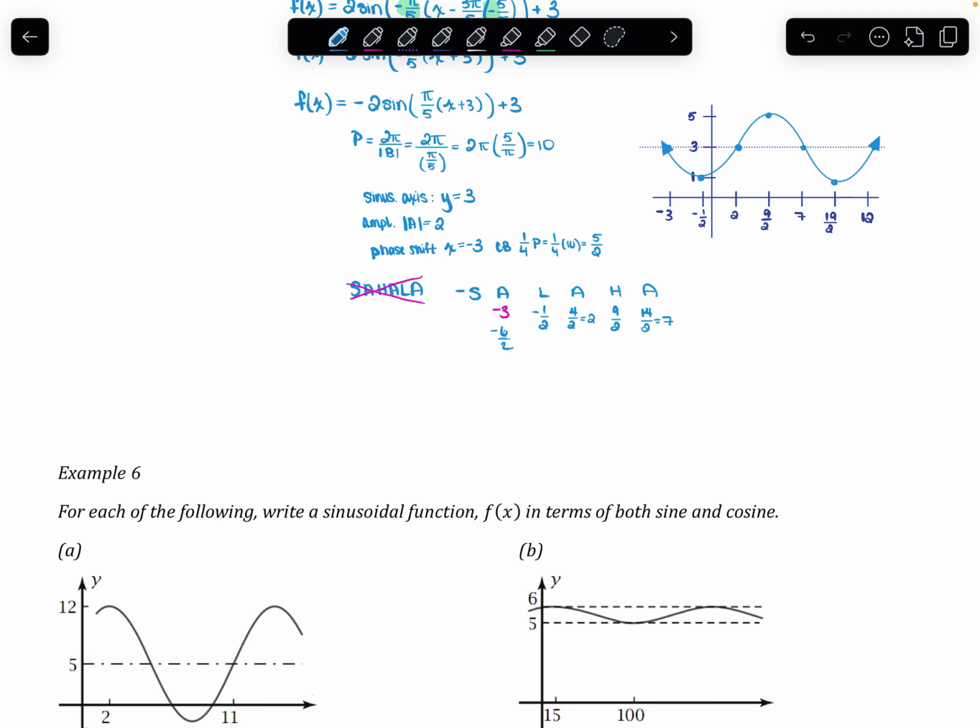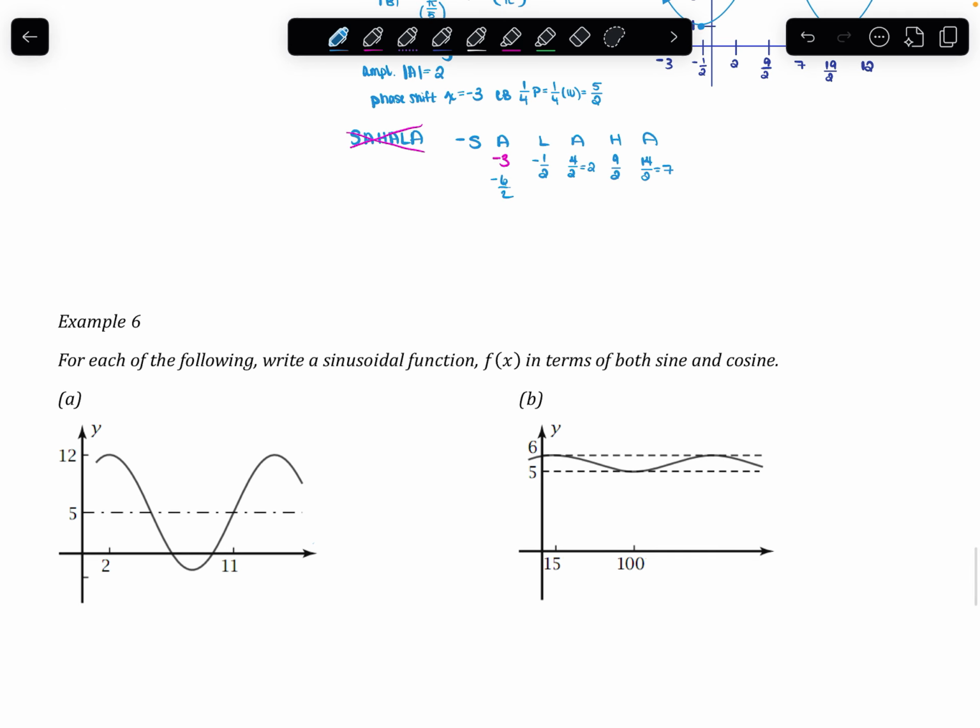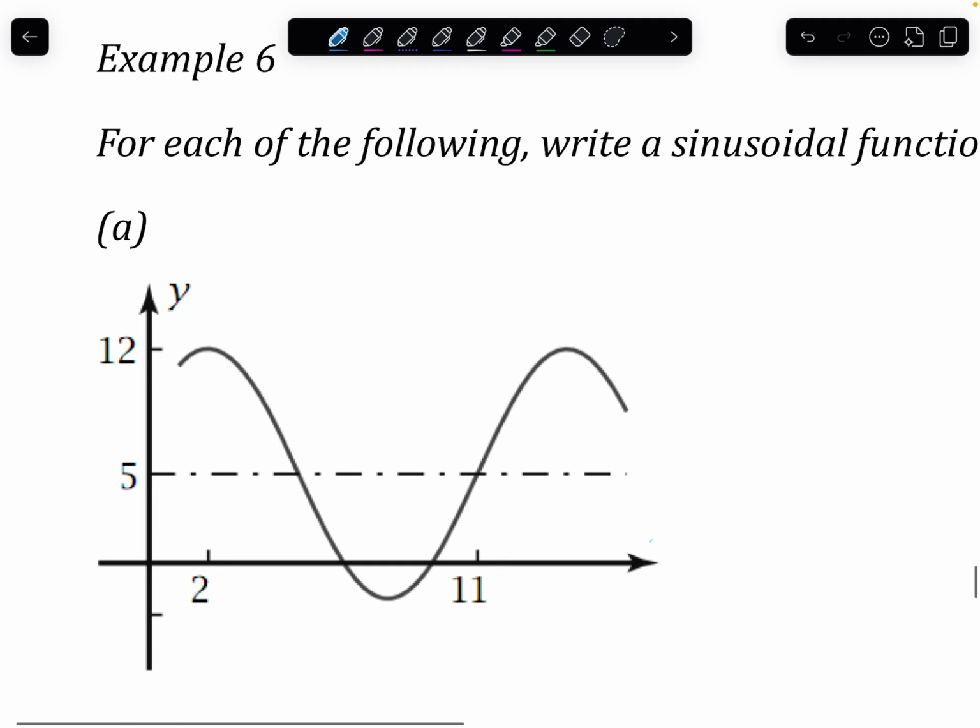Next one. This time, the graphs are given and we're asked to give an equation in terms of both sine and cosine. Remember, sine and cosine are cofunctions, which means they can be written in terms of each other. So there's technically a whole lot of equations you could write here. We'll go over several of them just so you have examples. All right, so you've got to find all this information. What you find first is kind of up to you.